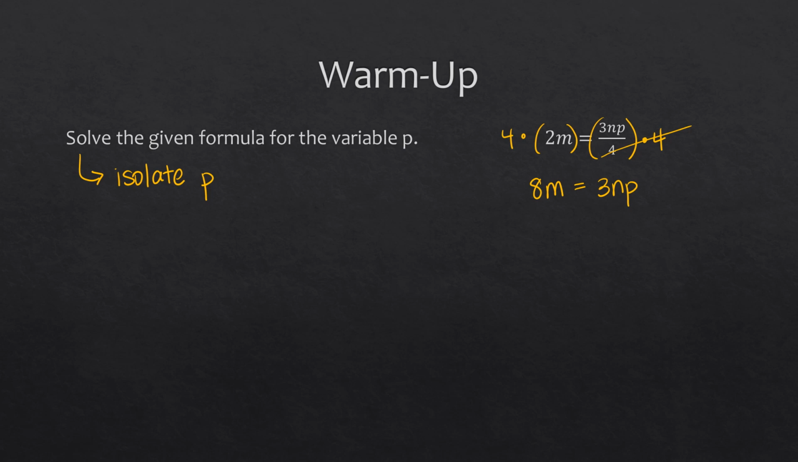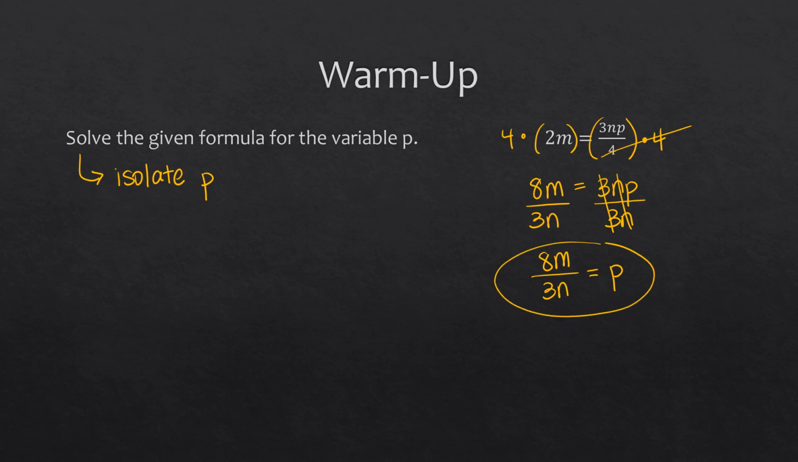Now undo, inverse operation of multiplication, would be division. So I'm going to divide both sides by 3n. So that cancels out our 3, cancels out our n, and we're left with on that left-hand side 8m over 3n equals p. And thus we have isolated our variable p. It's all by itself. So this is the solution to this formula.